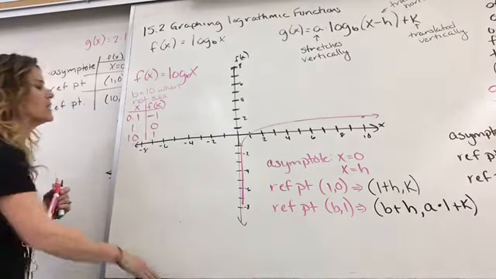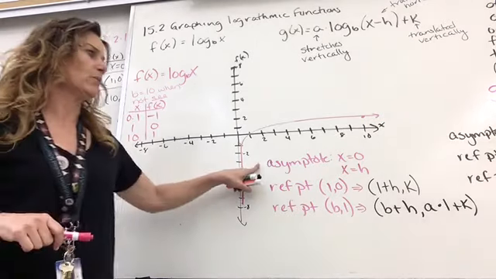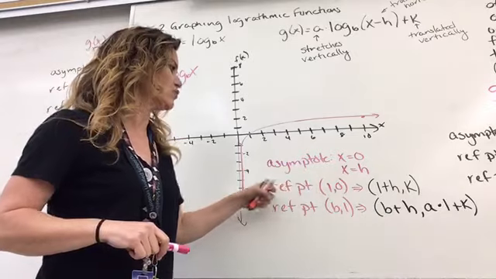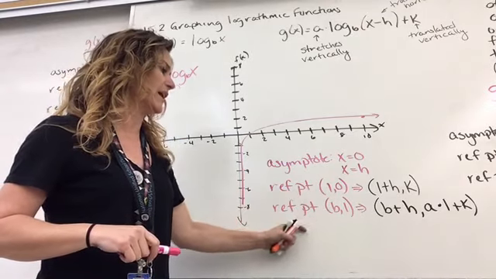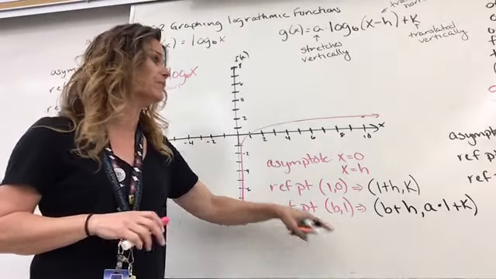Now, this is what the graph looks like. Asymptote, x equals 0, x equals h. Reference points are (1, 0) and (b, 1). So whatever our base value is, that's going to be here for b.